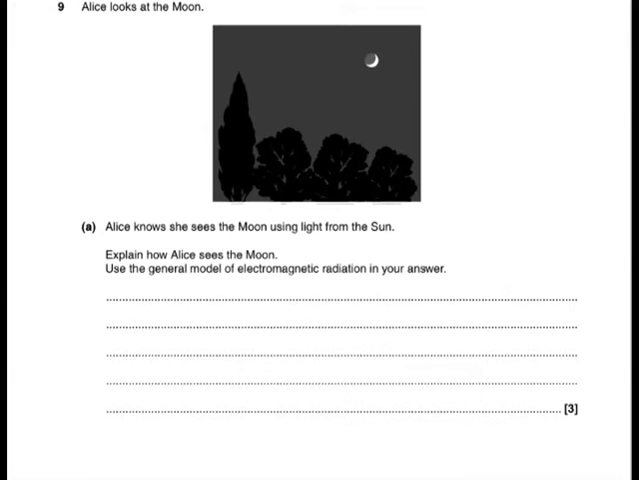The final question in this exam paper is about the general model of electromagnetic radiation. What the general model is, it's using the keywords transmit, emit, absorb, and reflect. That's what the general model is.